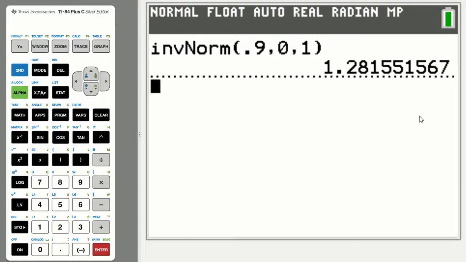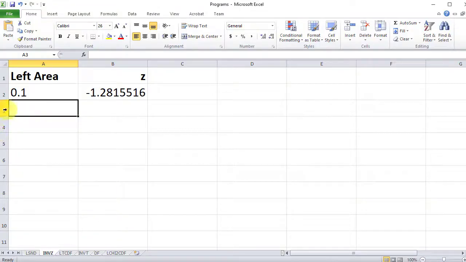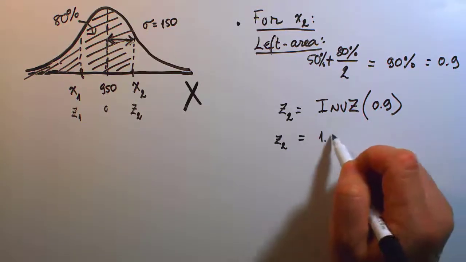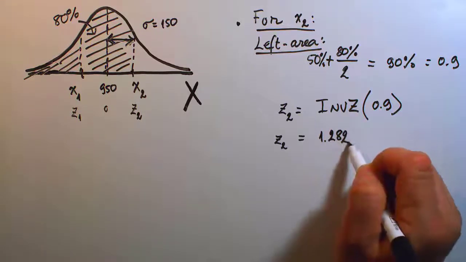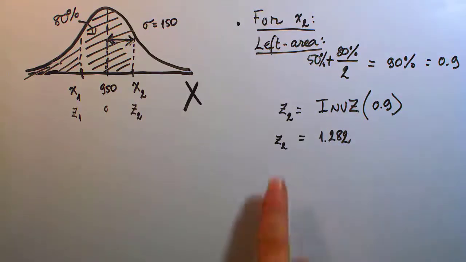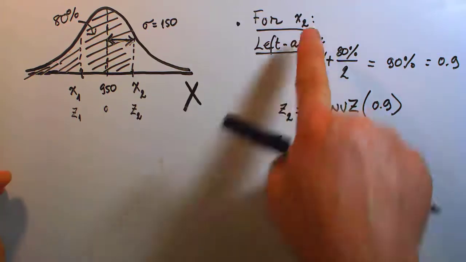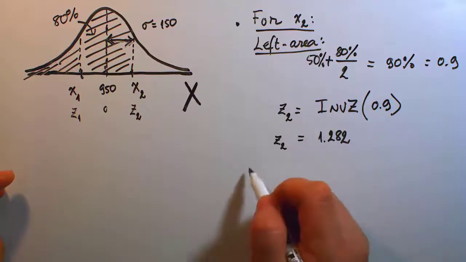And let's see what the InvZ program from my Microsoft Excel files is saying. So back into my InvZ program. Now if I'm using 0.9 for my left area, then the z-score here would come out being positive 1.282, and let's use 3 decimals here. So z2 now we found first, and that's 1.282. So x2 now is our next destination.